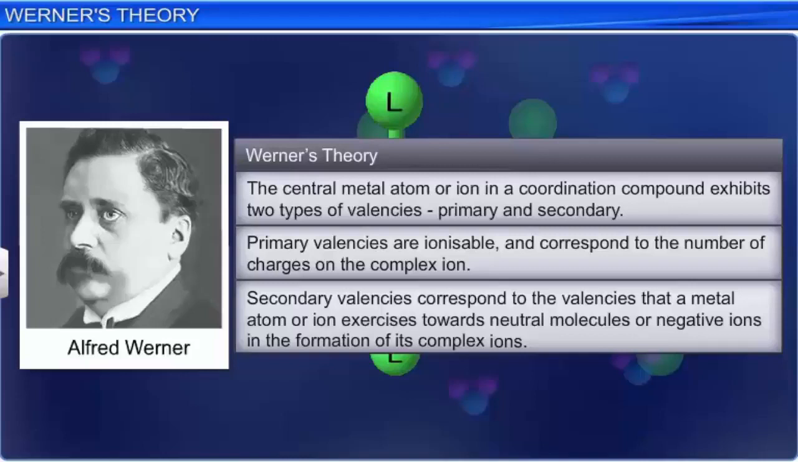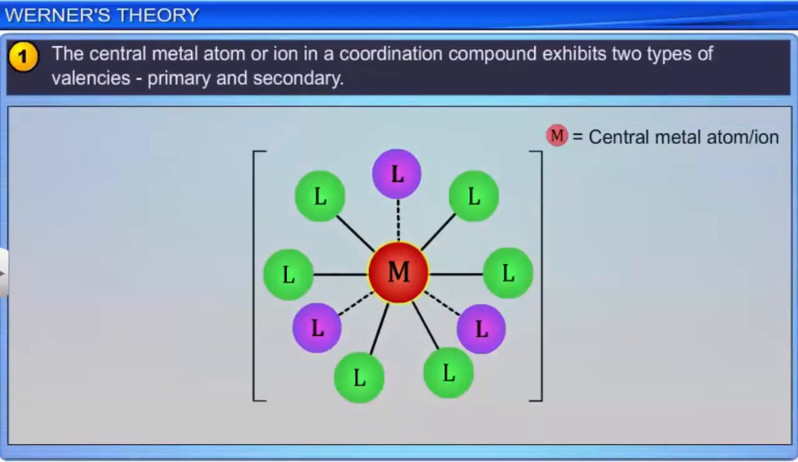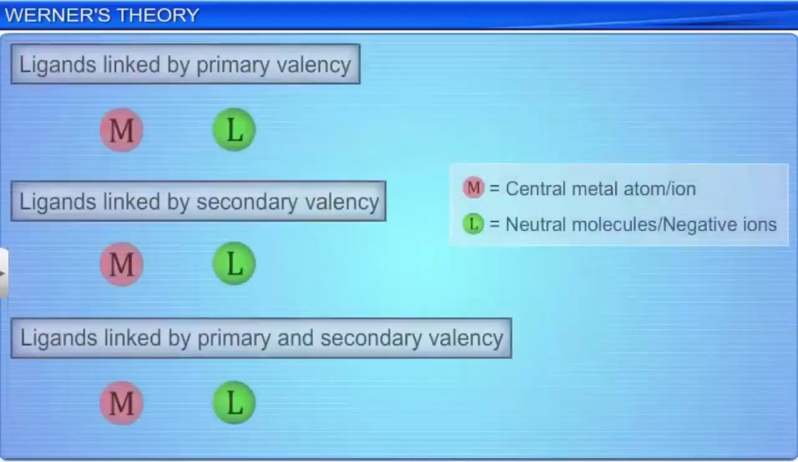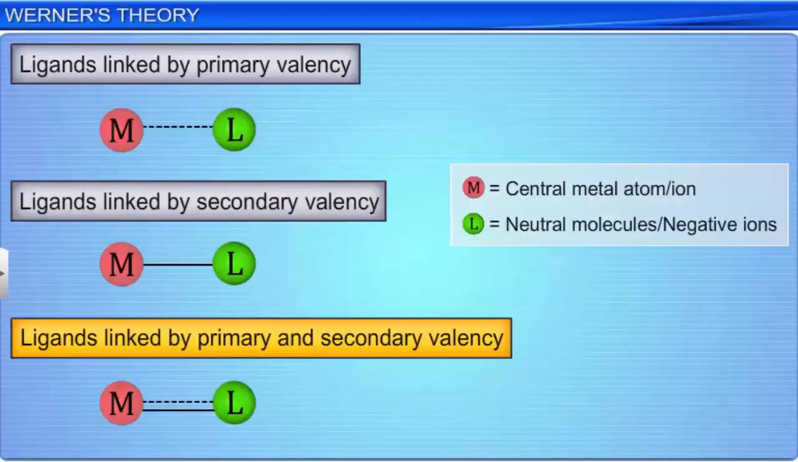His explanation of complex formation is based on some postulates. The first postulate is that the central metal atom or ion in a coordination compound exhibits two types of valencies, primary and secondary. While writing the structure of the metal complexes, the ligands that are linked by primary valency are shown by dotted lines, while those linked by a secondary valency are shown by thick lines. If a ligand satisfies both the valencies, then it is shown by a thick as well as by a dotted line, and it is said to exhibit dual character.